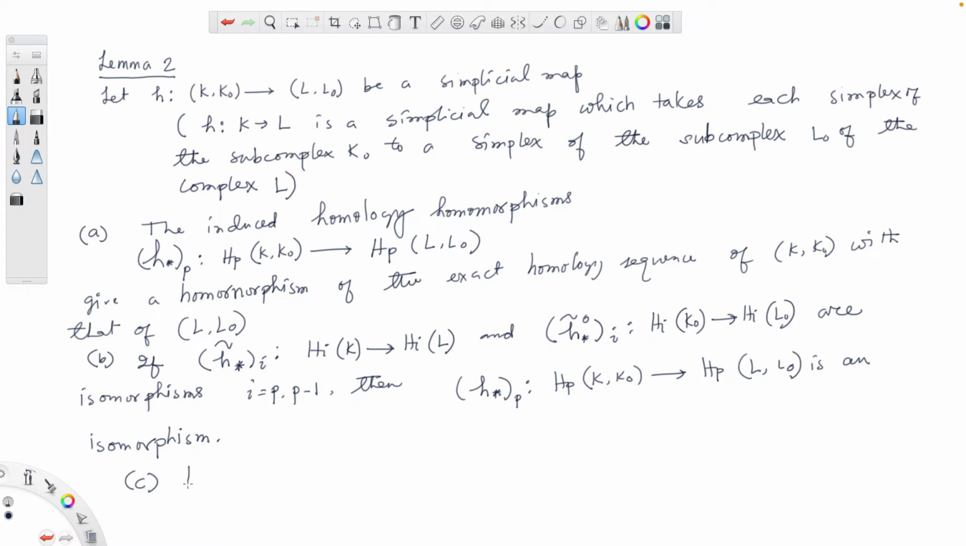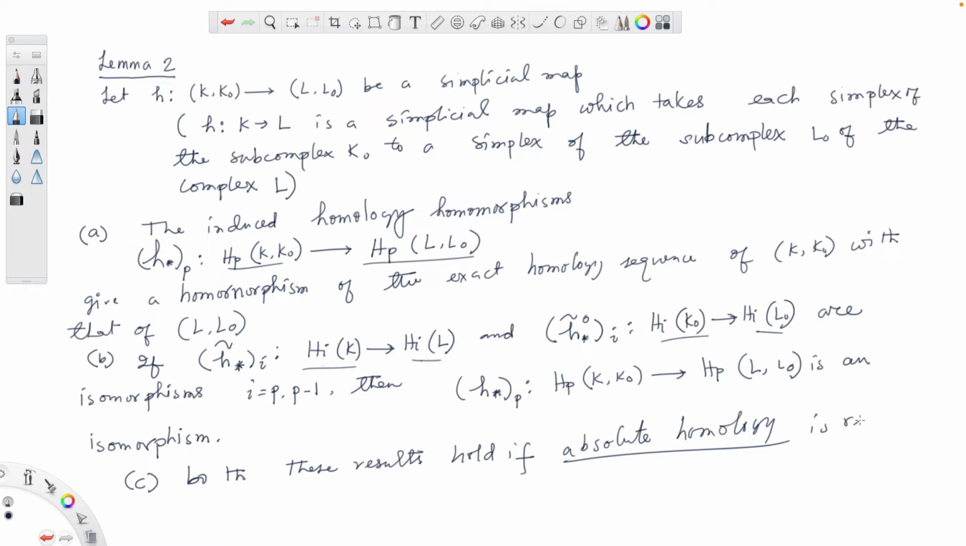Now, C tells us that both these results, both A and B, hold if absolute homology is replaced throughout by reduced homology.